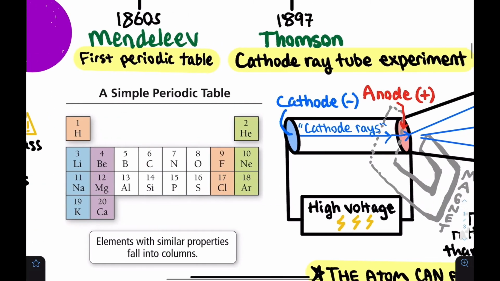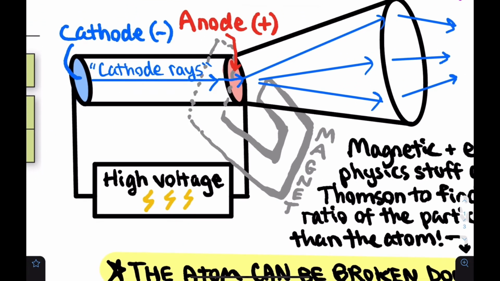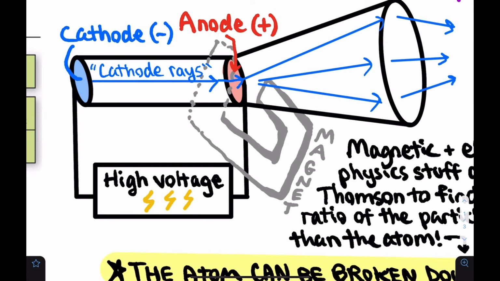And then back to the structure of the atom, there was this guy called Thomson, and Thomson did an experiment with a cathode ray tube. Okay, what the heck is a cathode ray tube? Well, hopefully this diagram will show you. So a cathode is a negative pole, an anode is a positive pole, and if you connect these to high voltage, you're going to start an electric current through this wire.